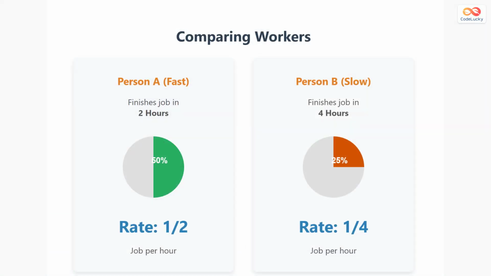Let us visualize this. Imagine person A can finish a job in 2 hours. That means in 1 hour, they finish half of the job. Their rate is 1/2. Now imagine person B takes 4 hours. In 1 hour, they only finish 1/4 of the job. Their rate is 1/4. Comparing rates allows us to see who is faster mathematically.